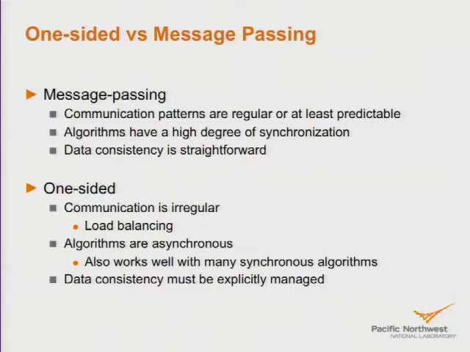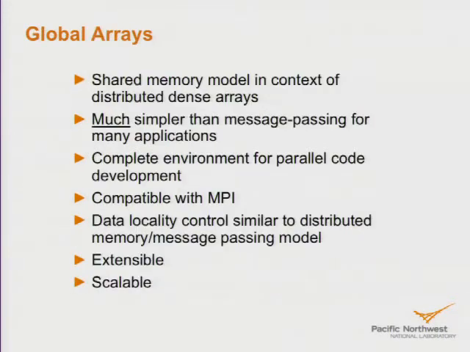So one-sided communication is good if your communication is irregular. You don't know who's going to be communicating with whom. This can happen if you have dynamic load balancing algorithms. The algorithms are asynchronous; they don't have to happen in any particular order. It works well with many synchronous algorithms, but asynchronous is definitely a plus. But on the other hand, you have to manage data consistency, which means that if somebody else is overwriting part of your data, you have to be sure that you are not using that data when that happens. So that kind of thing now has to be explicitly managed by the user.